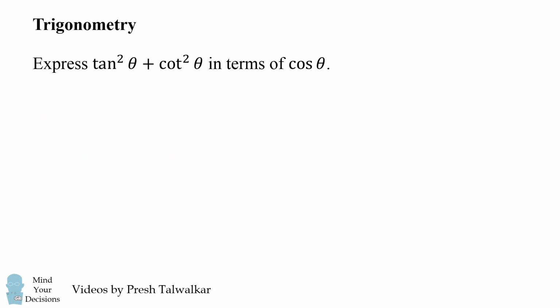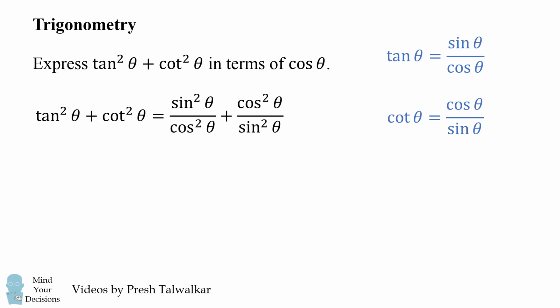So the trigonometry question is pretty straightforward. Tangent of theta is equal to sine of theta over cosine of theta, and the cotangent of theta is the reciprocal of that. We substitute these in to tangent squared of theta plus cotangent squared of theta, and now all we need to do is simplify sine squared of theta in terms of cosine of theta.